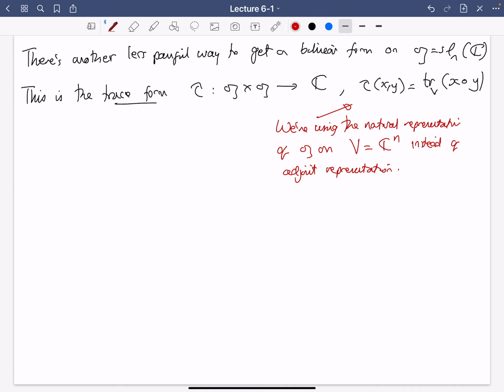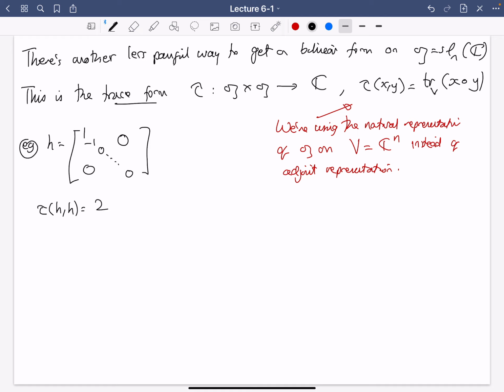So this is much easier to calculate because you don't have to work with n squared minus 1 by n squared minus 1 matrices. You just need n by n matrices, and that I think I can do. For example, if you took this matrix in SLN, if I just put 1 and minus 1 as the first two entries, there's our n by n matrix. Then the trace form, H with H, is just the trace of that matrix squared, and it's just 2.